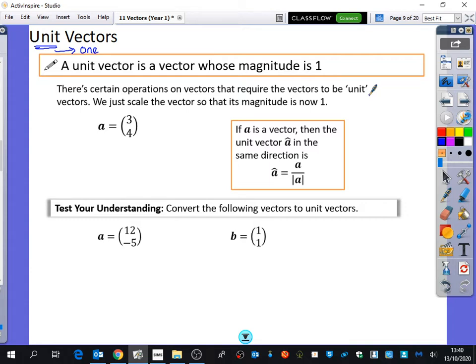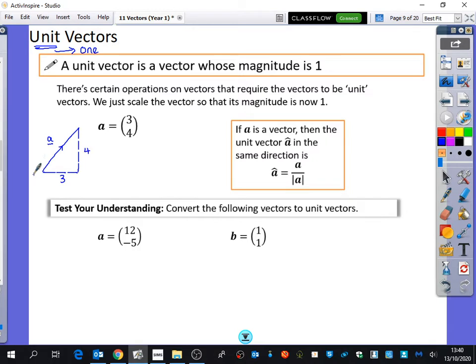So I'm going to do it with this example here, and then we're going to try and explain why this thing I've got written in the orange box is true. This vector that I've got here is 3 spaces across, so 1, 2, 3 spaces across, and 1, 2, 3, 4 spaces up. This vector is the vector A. It's 3 across and 4 up.